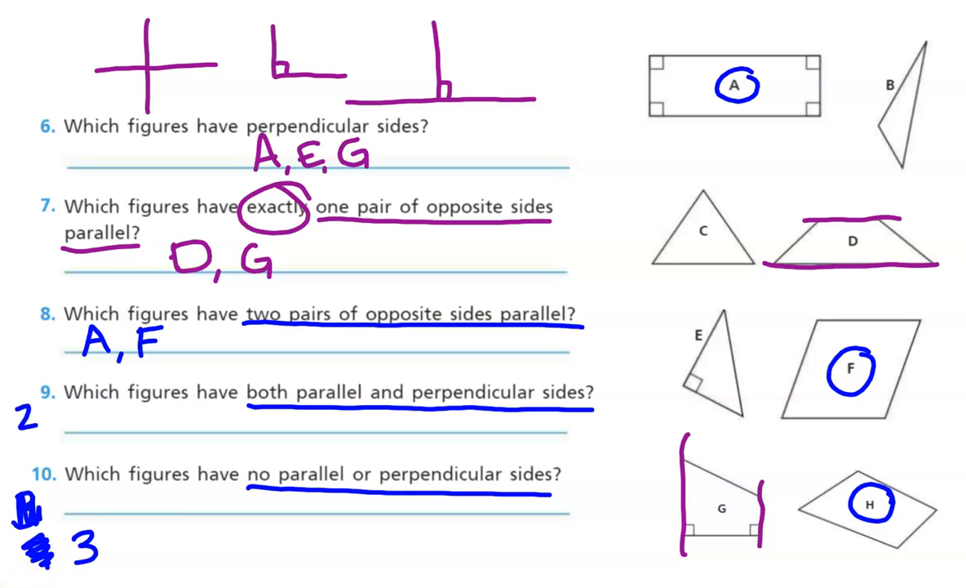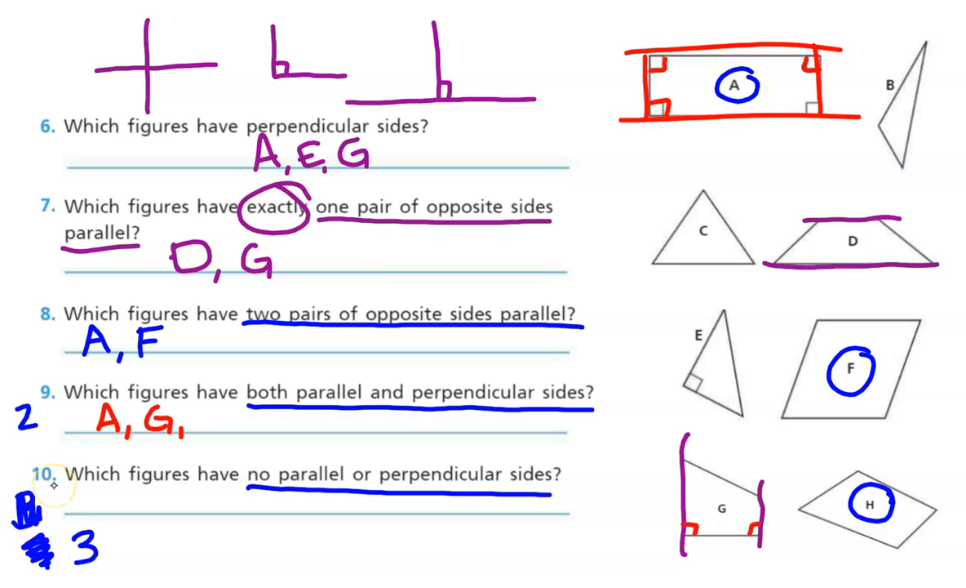So the answers for number 9, which figures have both parallel and perpendicular, that would be A and G. And A has parallel sides here, boom, boom, boom, and boom. And then it also has perpendicular because it's got those 90-degree angles. And then for G, same thing. It's got at least one set of parallel sides, and it also has those two little lines right there.